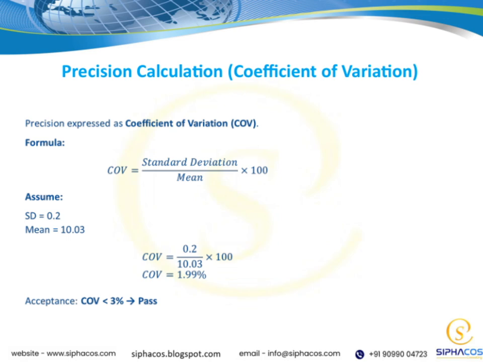When we calculate the coefficient of variation, we're essentially dividing the standard deviation by the mean and then multiplying by 100 to get a percentage. This makes it easy to compare variability across different datasets or measurement methods.